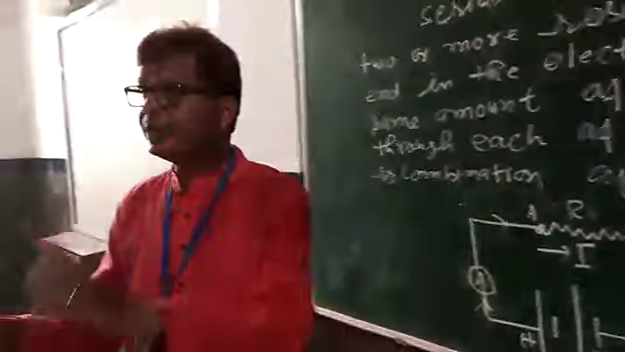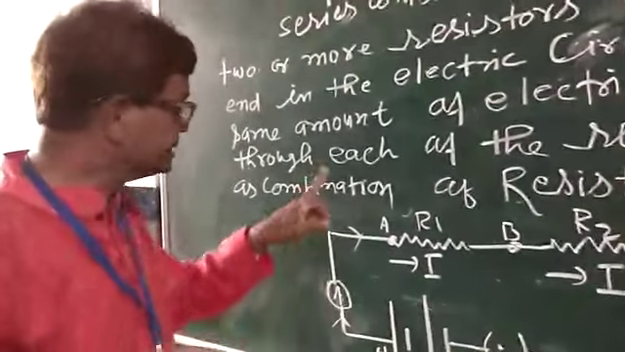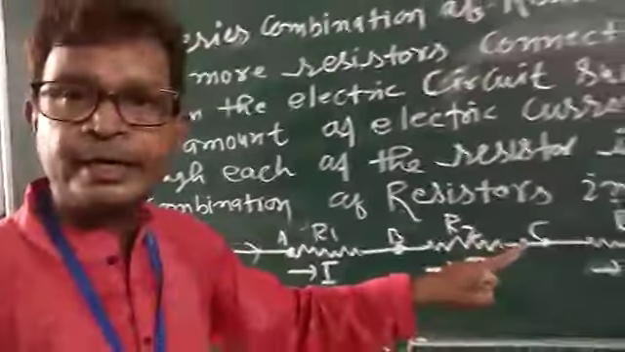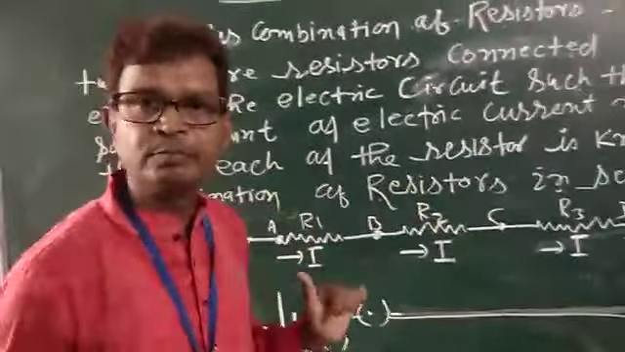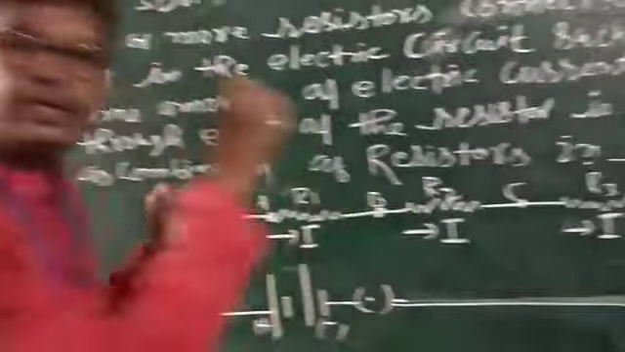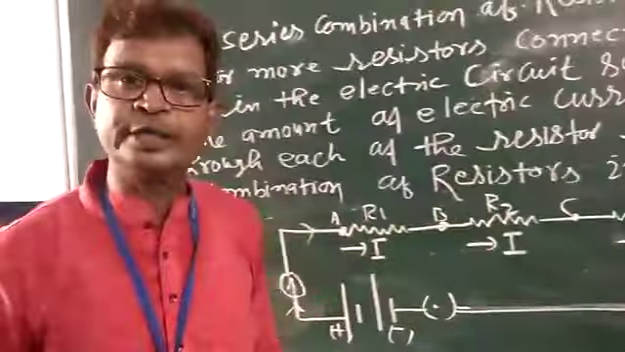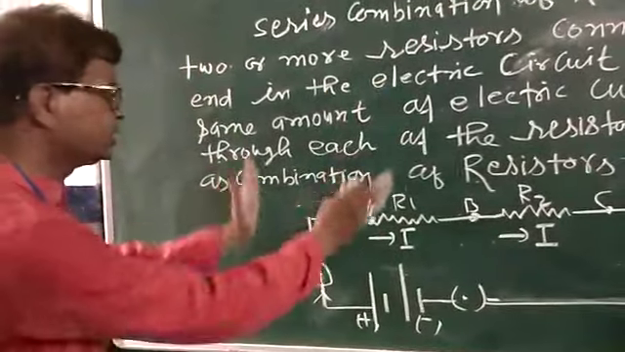In series combination, resistors are connected end to end so that same amount of electric current may pass through each of them. It's very interesting that in series combination of resistors, same amount of electric current passes through it. Just try to see the diagram.